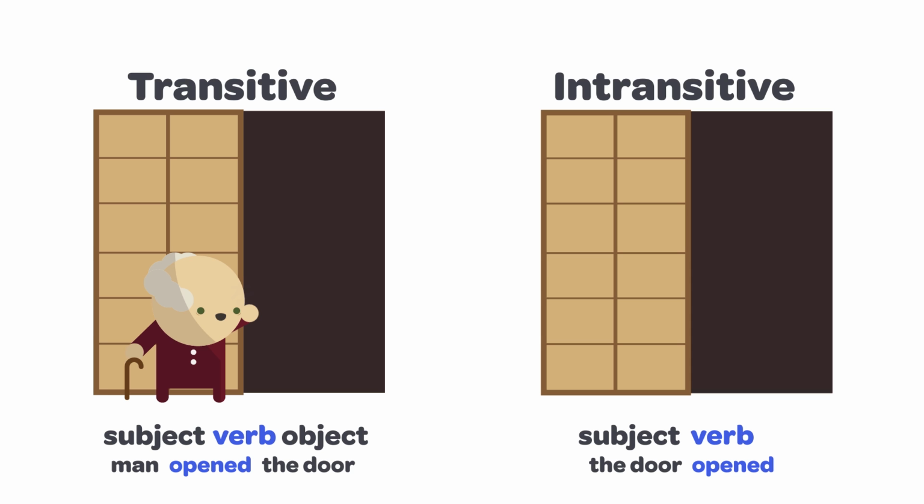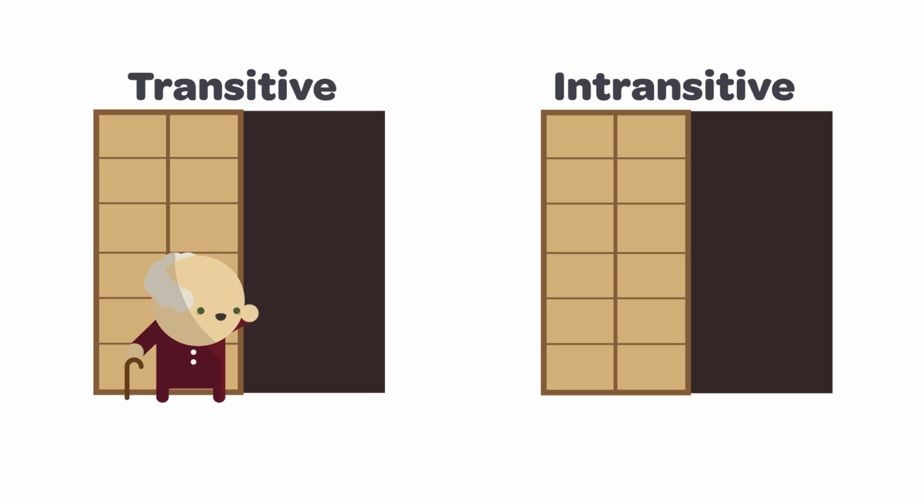So here's the basic difference. Transitive verbs take a direct object and intransitive verbs don't. Ask yourself this. Is the verb followed immediately by an object? Then that's a transitive verb. Is the verb standing alone? Then that's an intransitive verb. By the way, prepositions like at, on, from, etc. are not a direct object.